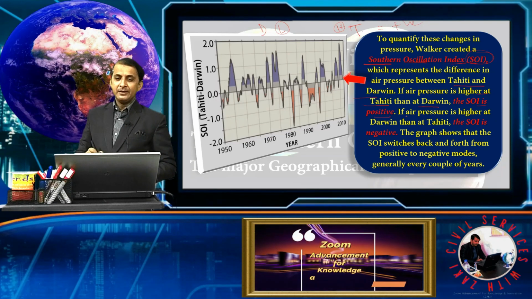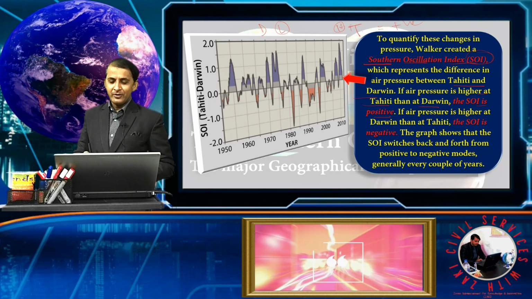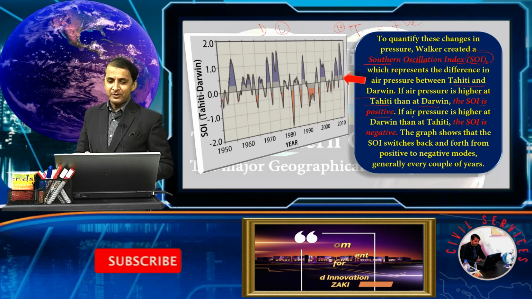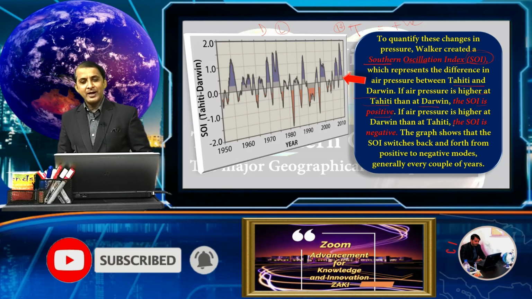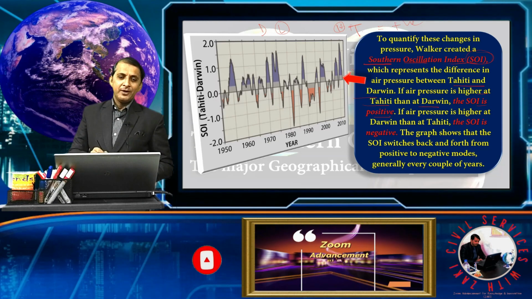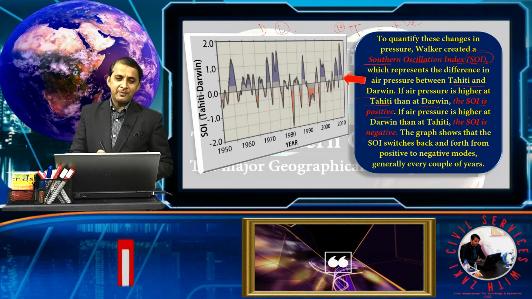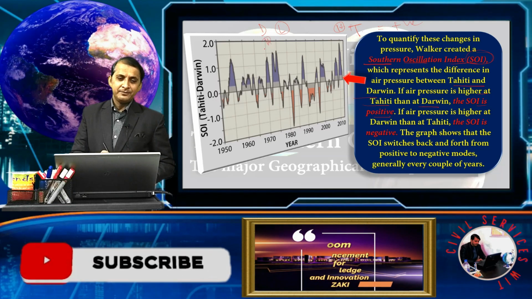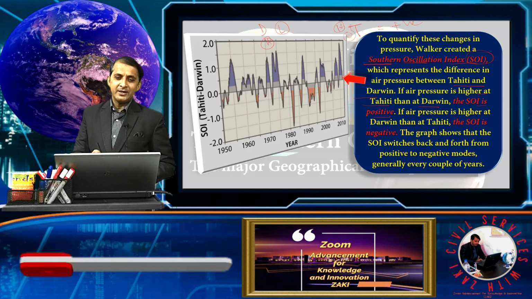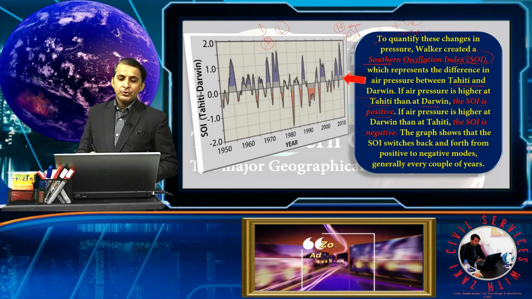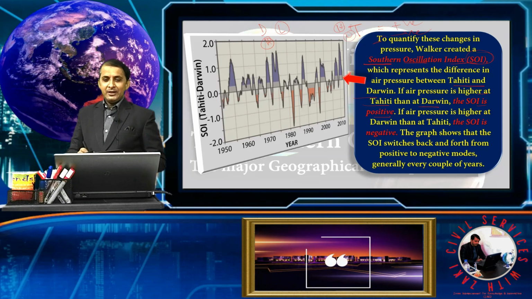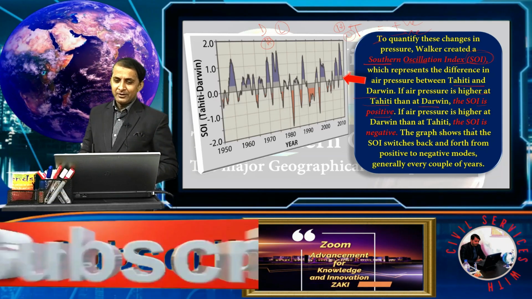If the air pressure is higher at Tahiti and lower at Darwin, it is called positive. If air pressure is higher at Darwin and lower at Tahiti, it is called negative. So if air pressure is higher at Darwin and lower at Tahiti, this phase is called the negative phase.